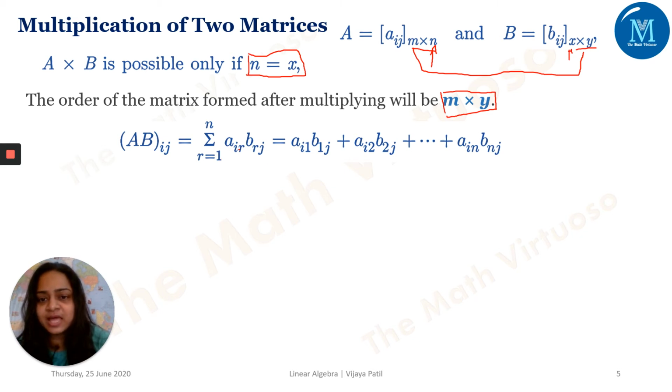So it's the summation of Air times Brj. If you observe the position of this r, they are equal. If they are equal, then only the multiplication will happen. And therefore it's first row, first column, second row, second column. And this i and j show that i will move from 1 to m because we have m rows in the first matrix, and j is moving from 1 to y because the second matrix B has y columns. Therefore the range of i would be from 1 to m, and j will move from 1 to y.